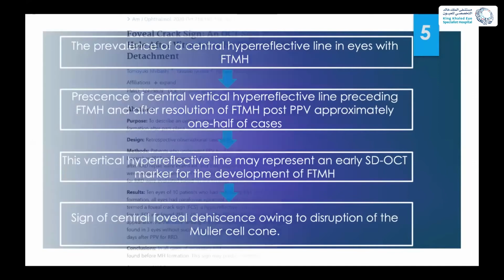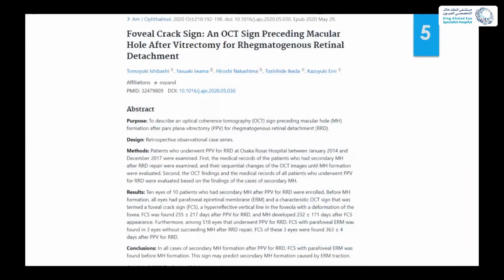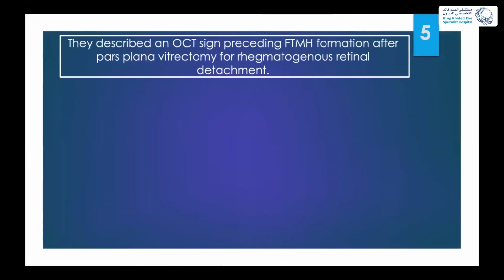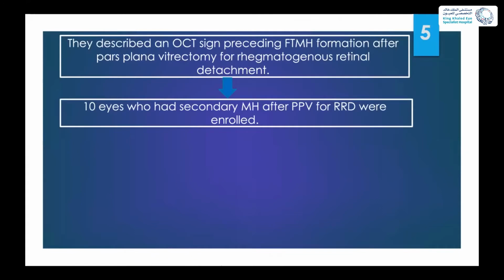cones. And this is another study titled Foveal crack sign, an OCT sign preceding macular hole after vitrectomy for RRD patients. In this study, they describe an OCT sign preceding full thickness macular hole formation after PPV for RRD patients. So they had 10 eyes that had secondary macular hole after PPV for RRD.